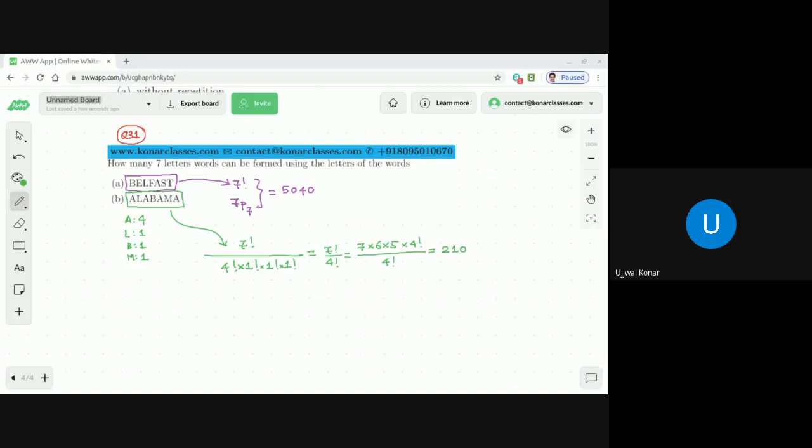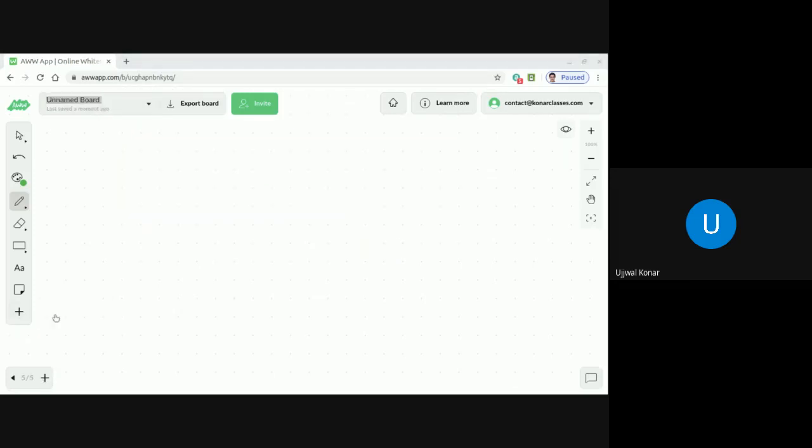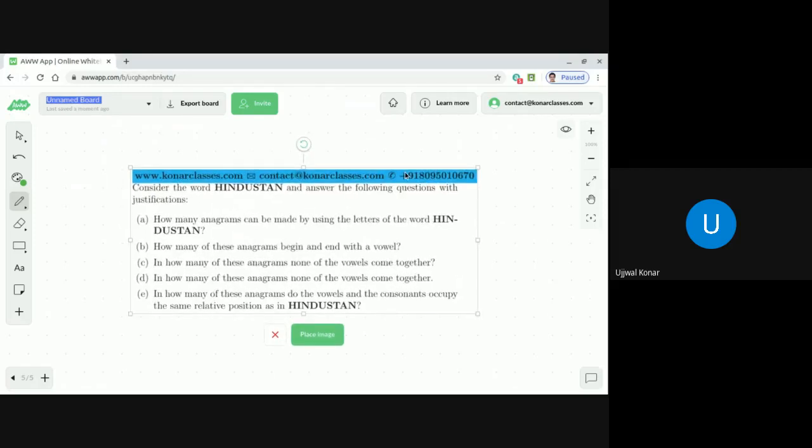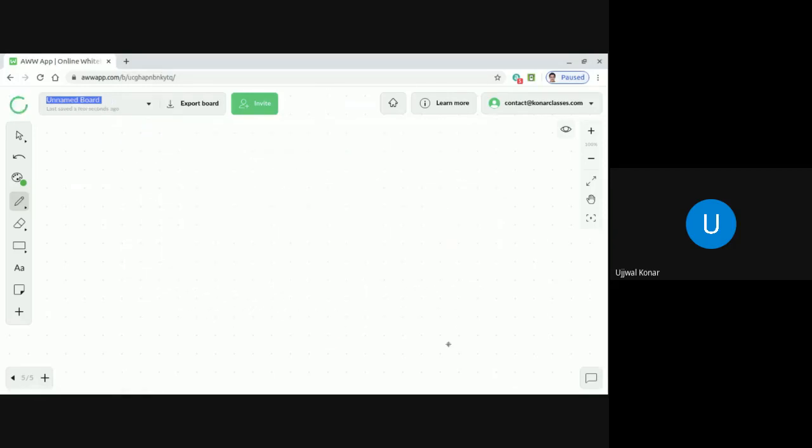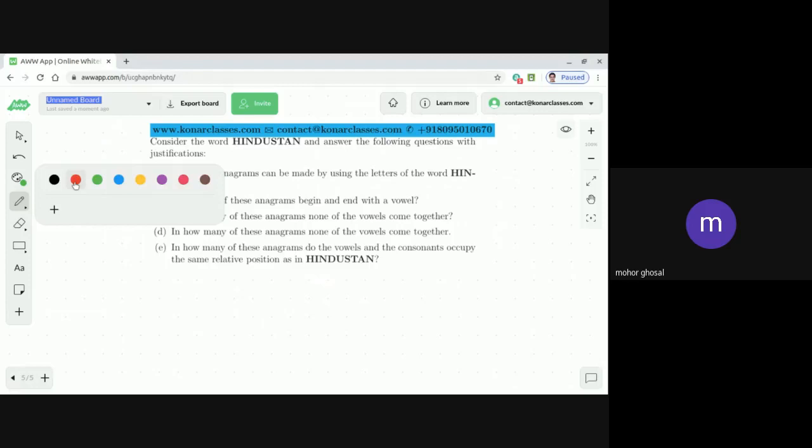This is a very interesting question, and this will make a lot of your confusion clear. We'll discuss one by one. The question I'm going to send you has 5 parts, and one by one we'll discuss and see how it goes. I hope the question is visible to you. Consider the word Hindustan and answer the following questions with justification.